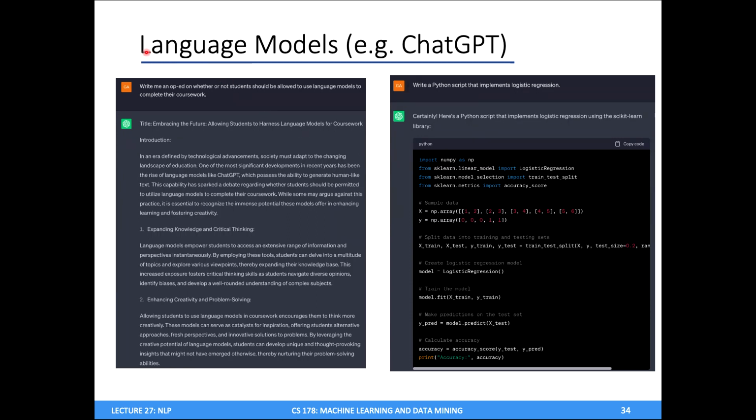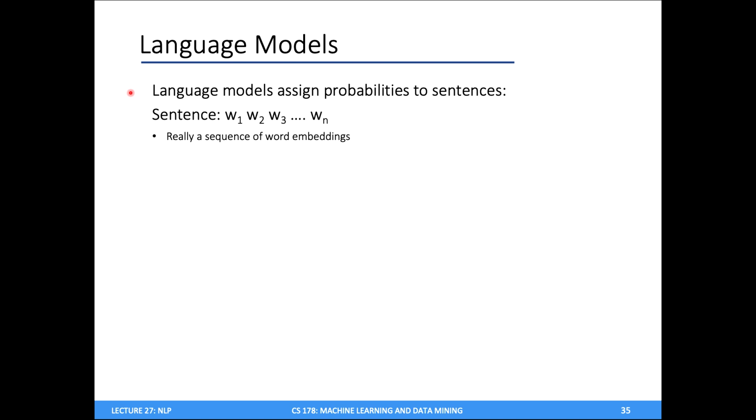So let's do a quick overview of how these models actually work under the hood. And hopefully by the end of the next few slides, I'll have you convinced that they're actually really, really simple. So all a language model does is it assigns a probability to a sentence, where a sentence is just some string of words. So maybe my sentence has n words in it, W1, W2, all the way up to W sub n. Really, these are just a sequence of word embeddings. These are learned embeddings using an embedding layer, but it's just a sequence of vectors for each of my words.